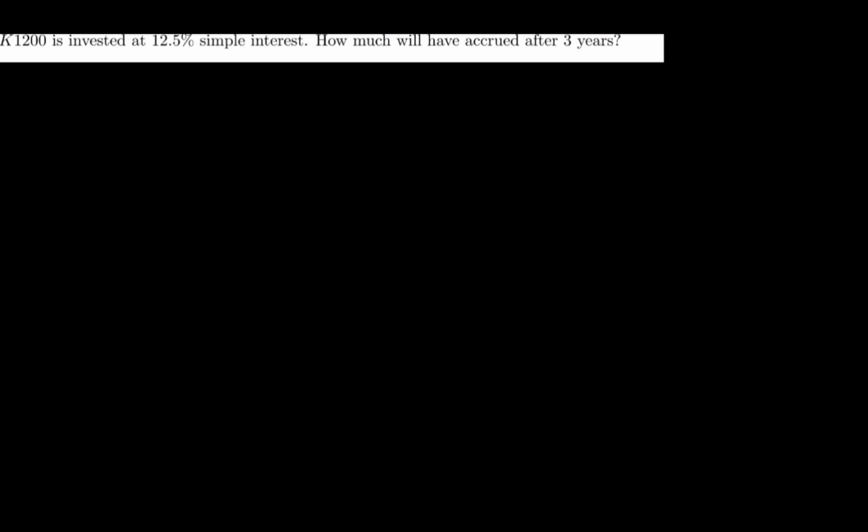Alright, so as you can see we have the first question at hand, which says 1,200 is invested at 12.5% simple interest. How much will have accrued after 3 years? So all we have to do first is basically to collect data. We know that if we want to calculate how much has been accrued, we first need to find the simple interest. We know that the accrued amount is equivalent to the simple interest plus the principal amount.